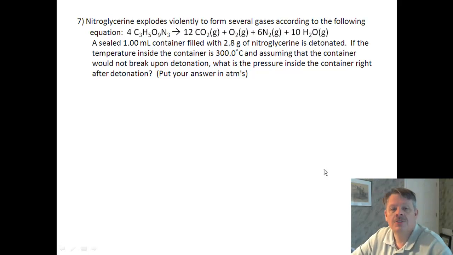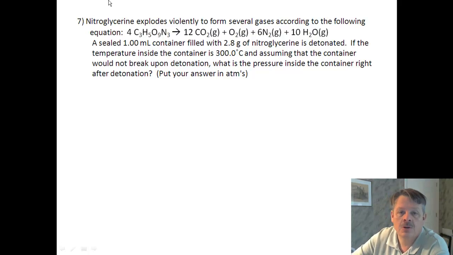We have a sealed 1 milliliter container, and it contains 2.8 grams of nitroglycerin, which is then detonated according to this equation that you see up here. We're assuming that the temperature inside the container is going to be 300 degrees Celsius. All right. So let's go and do some conversions before we go too far. We have 300 degrees Celsius, and we know we're going to have to put that into Kelvin, so we add 273, so we get 573 Kelvin as our temperature.